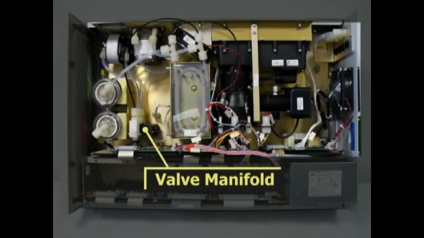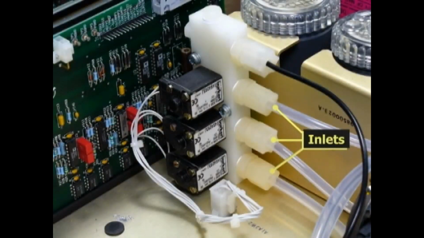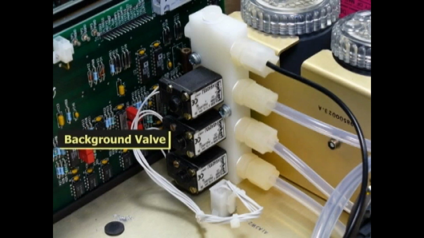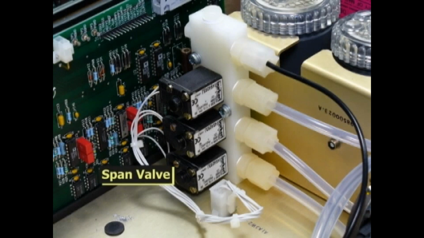The valve manifold contains 3 solenoid valves and routes gases into the analyzer. The sample valve is energized during normal operation, and of the 3, is most likely to fail. The background valve routes zero air from the scrubber into the analyzer during a background, which is essentially a zero calibration. The span valve introduces gas from an external bottle into the analyzer for automatic span calibrations.